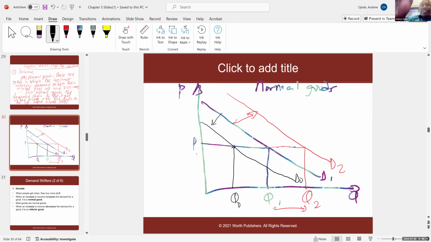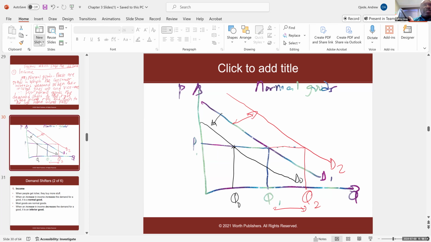So a decrease in consumers' income will shift the demand curve to the left. It leads to a decrease in demand. And an increase in consumers' income will shift the demand curve to the right. And this is the case for normal goods. But not all goods are normal goods.